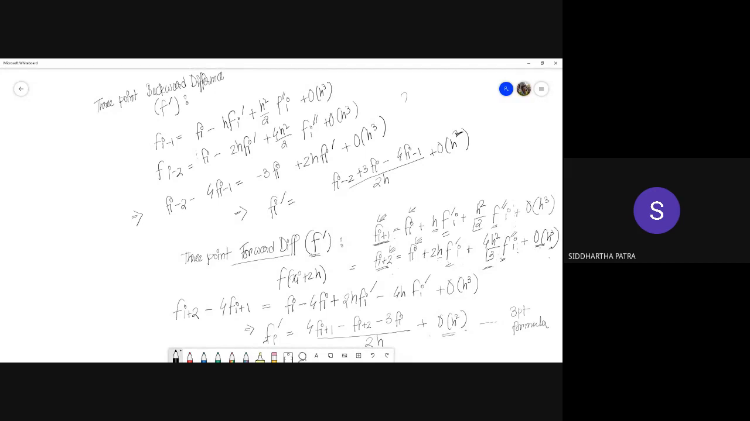Now, if you are interested in evaluating the first derivative, and you are also not willing to lose on accuracy from order h cube, somehow you need to get rid of f double prime. How do you do that?